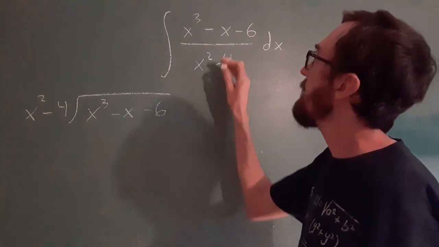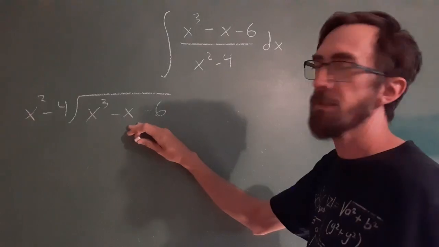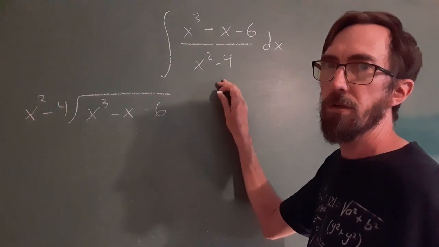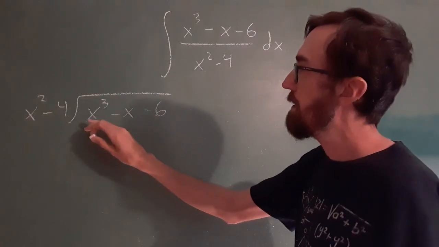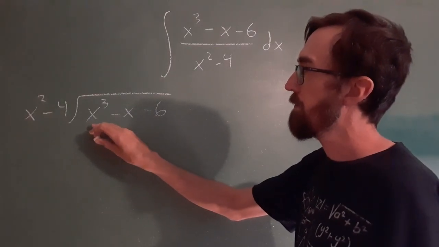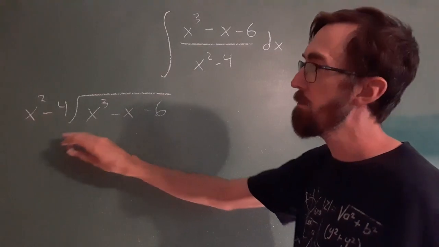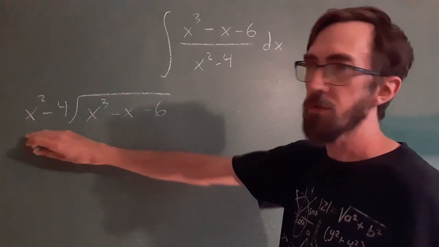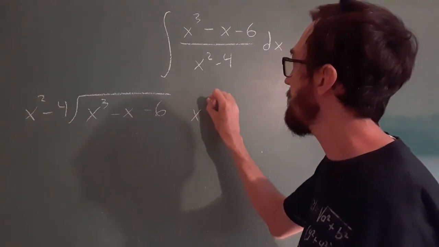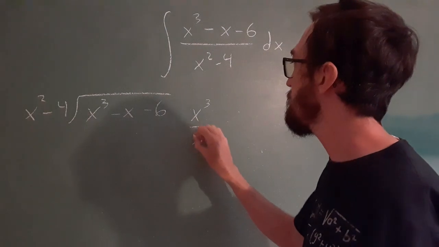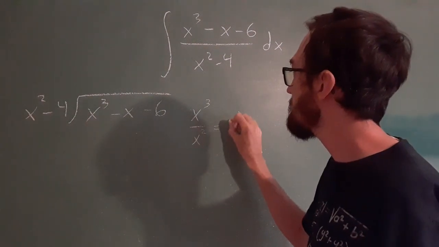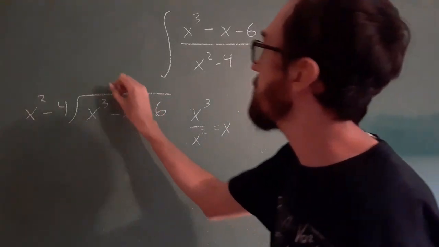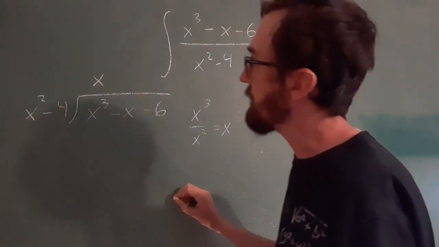So we're going to take our numerator and put it inside the division bracket, and take our denominator and put it outside the division bracket. And then we want to create a ratio of the inside first term to the outside first term. So we're looking at the ratio x cubed to x squared. That ratio simplifies to x. That's going to be part of our quotient.